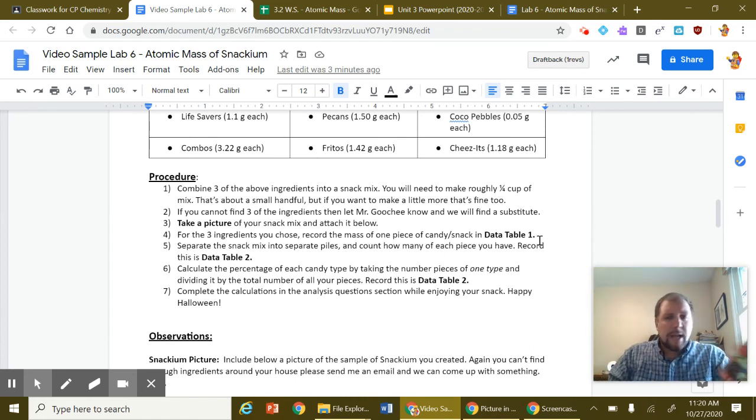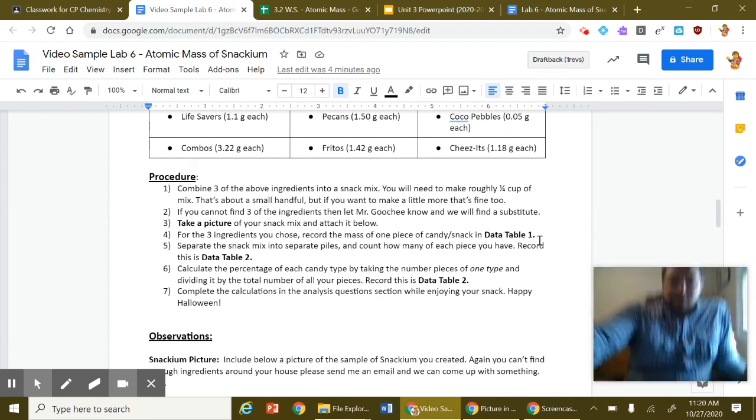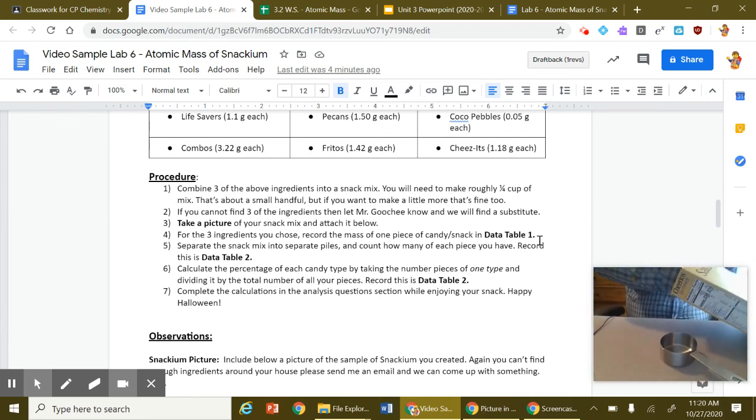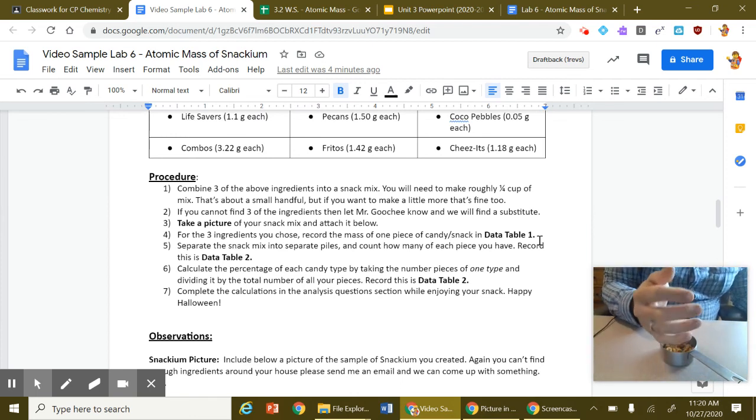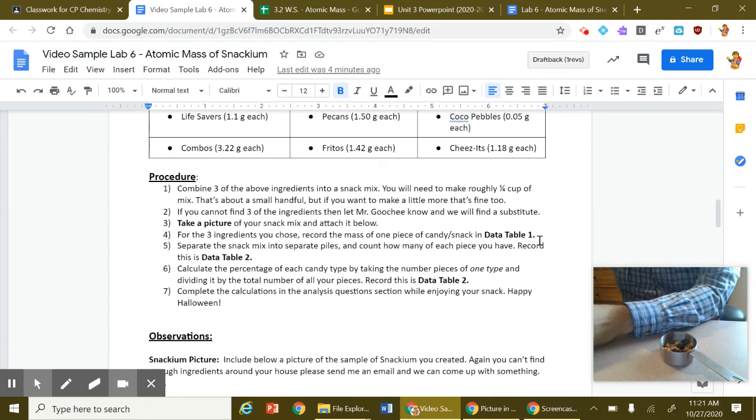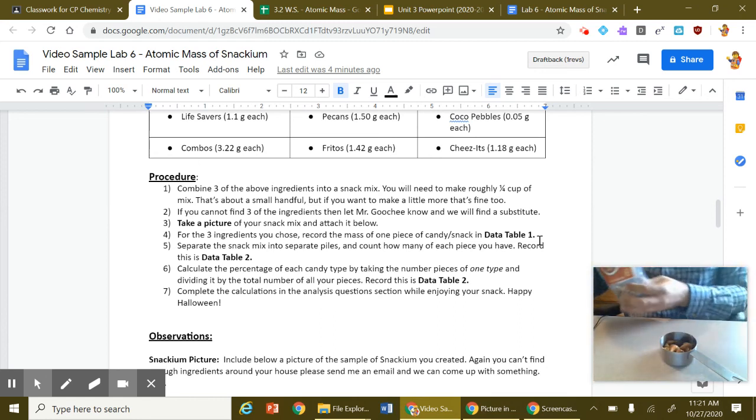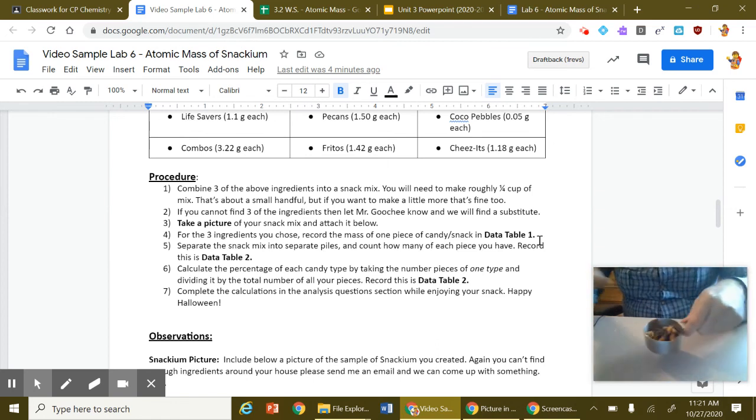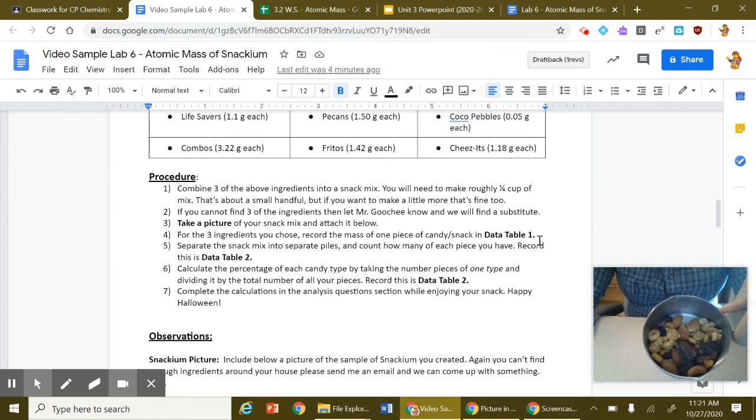The items I found were some raisins, some almonds, and some Cheerios. I'm just going to combine 3 of these together to make my Snackium. So here we go. Here's some Cheerios. Here's some raisins. Here are some almonds. Great. That'll be a nice little snack for my morning breakfast. So this right here is Snackium.